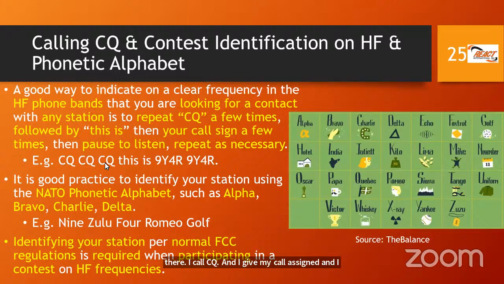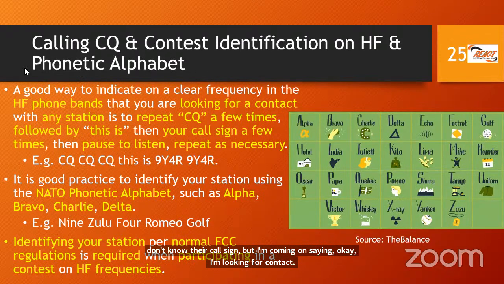CQ, CQ, CQ. This is 9 Yankee 4 Romeo. 9 Yankee 4 Romeo. So that is the procedure when I want to chat with another ham or another amateur radio operator that's on air, but I do not know that they're there. I don't know their call sign, but I'm coming on saying, look, I'm looking for contact. That's how I will do it.